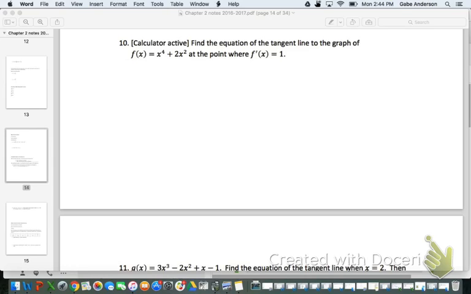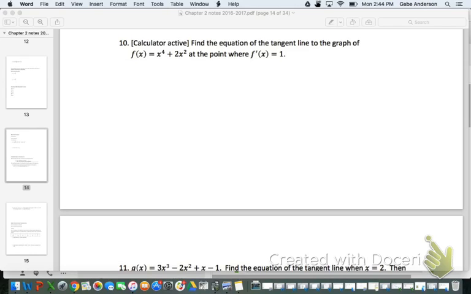It says, find the equation of the tangent line. We've seen that language. It's the third time we've seen that kind of language. Find the equation of the tangent line to the graph. It gives us f of x equals x to the fourth plus 2x squared. It's a quartic, right? Looks like an M or a W or something like that. This is where it goes a little bit weird. Aren't we used to it saying, at the point where x equals 2?